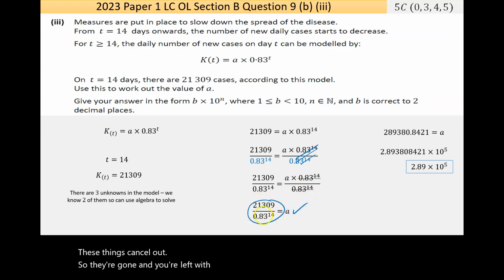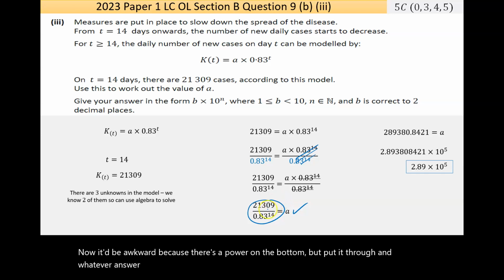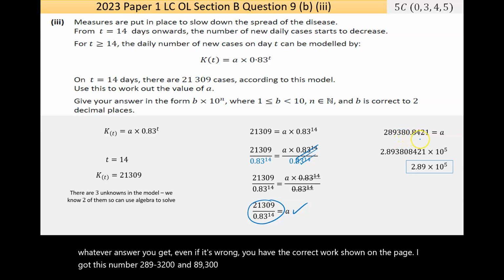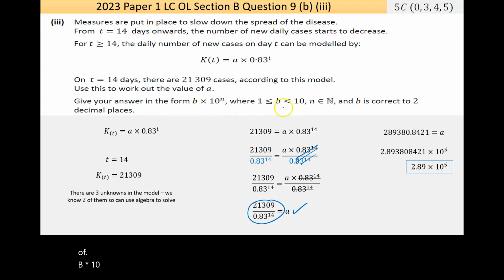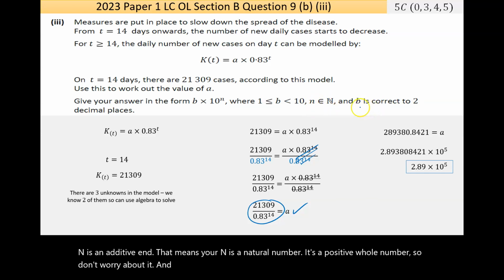On the far side, that can be programmed in the calculator. Now, it'd be awkward because there's a power on the bottom, but put it through and whatever answer you get, even if it's wrong, you have the correct work shown on the page. I got this number, 289,380.8421. And they say they want that written in the form of b times 10 to the power of n, where b must be between 1 and 10. n is an element of N, that means your n is a natural number, a positive whole number, so don't worry about it. And b is corrected to 2 decimal places.